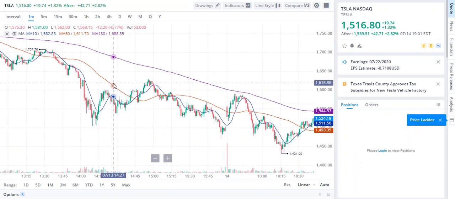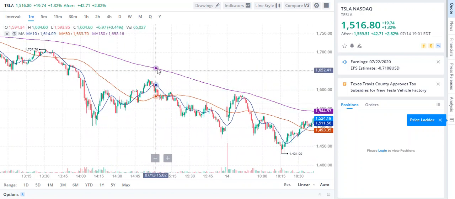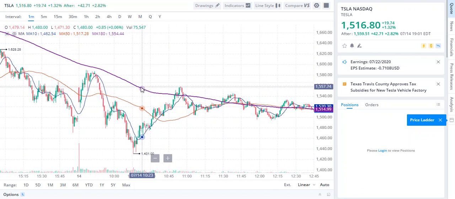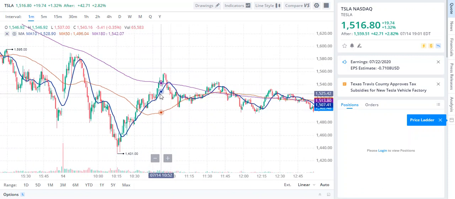And as you can see, it just didn't go above that resistance. So ideally, you could have maybe bought if it broke above there. That's when you would buy again, but it hasn't. See, it's still using that 180-day moving average as a resistance until right here.